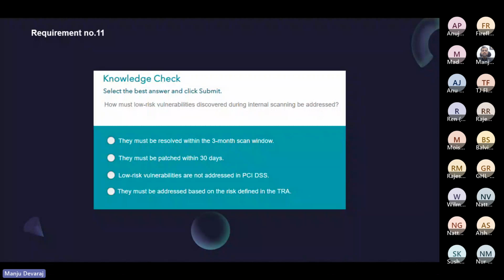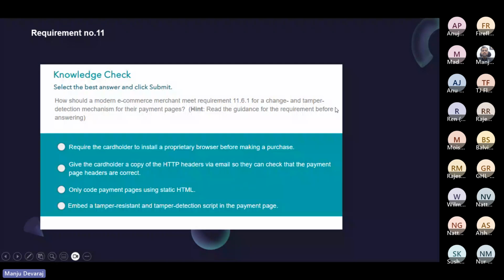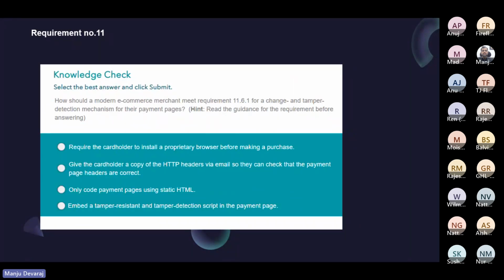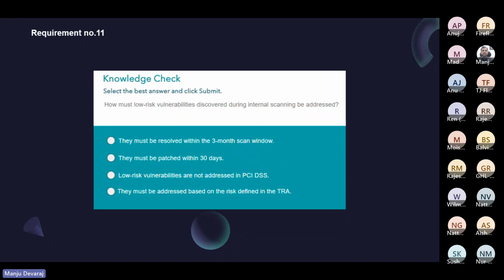So, internal scanning, low risk, right? They must be addressed based on the risk defined in the TRA. They must be resolved in 3 months. They must be patched. No, actually you cannot leave the low risk because it might become a high risk or medium risk, right? So there's no point in just saying we don't address. So it should be addressed. Okay, a TRA. The last option: they must be addressed based on risk defined in the TRA.